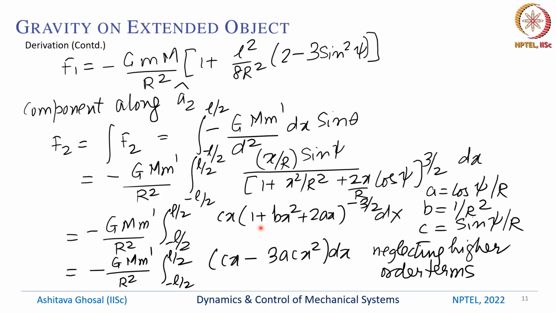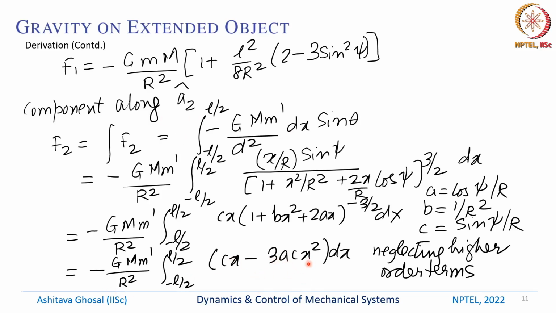So it is like cx into 1 plus bx squared plus 2abx, to the power minus 3 by 2. A is the same as cos psi by r, b is the same as 1 by r square, and c is sine psi by r. Okay, so then again we keep terms which are up to square, basically, and we are left with cx minus 3a cx square dx. Okay, so the F2 component, which is perpendicular to the line of action from the center of the earth to the center of the extended object, and this is along the a2 direction, is given by this.